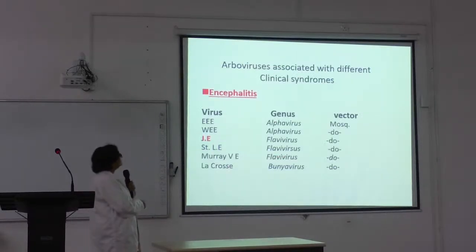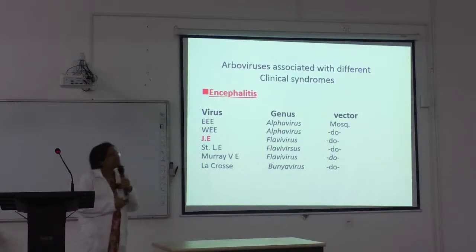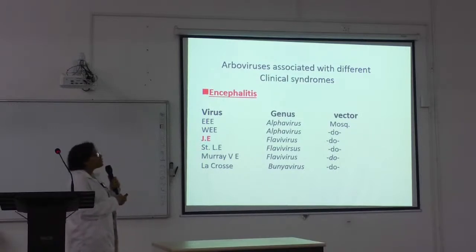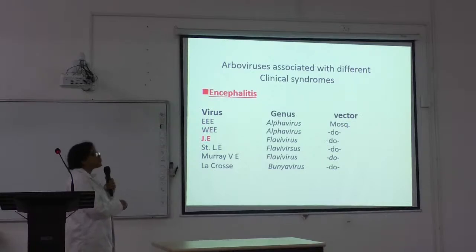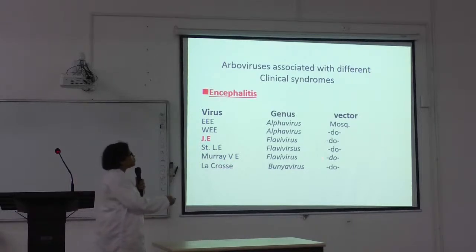Now encephalitis. Which viruses cause encephalitis? Those are Eastern equine encephalitis group, Western equine encephalitis group, Japanese encephalitis group, then La Crosse encephalitis group. All these are carried by mosquito.